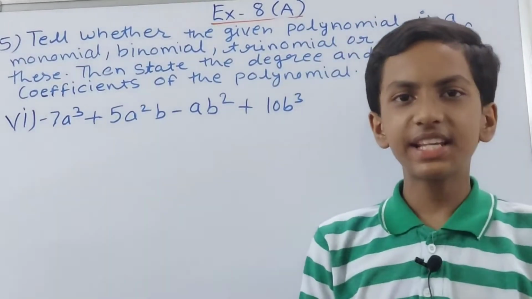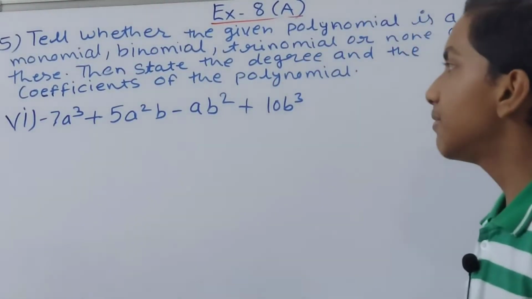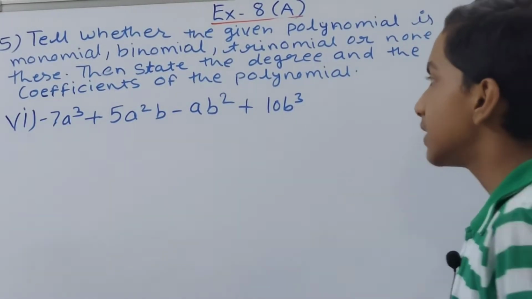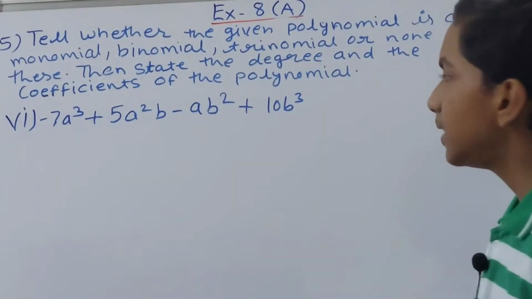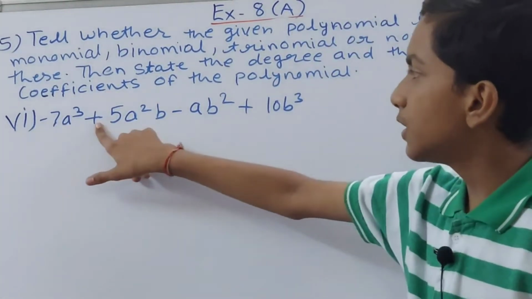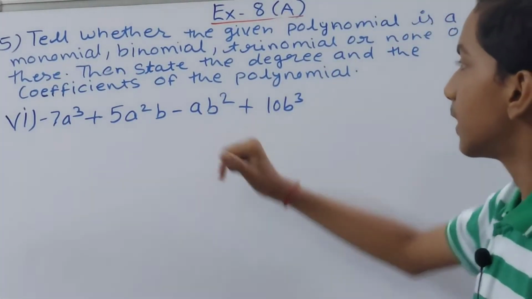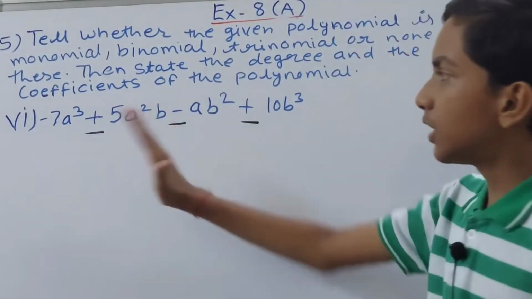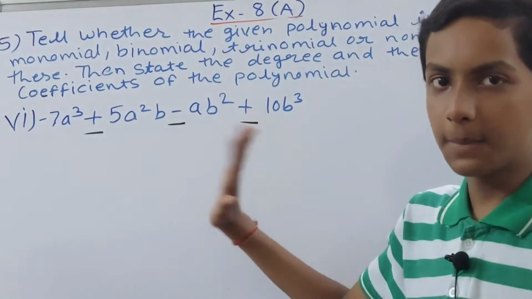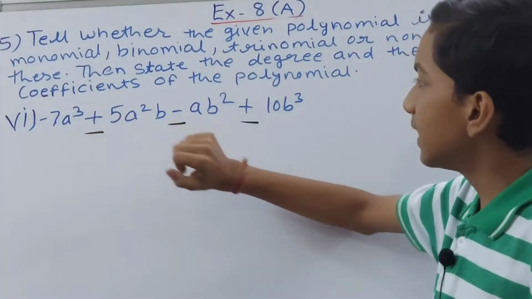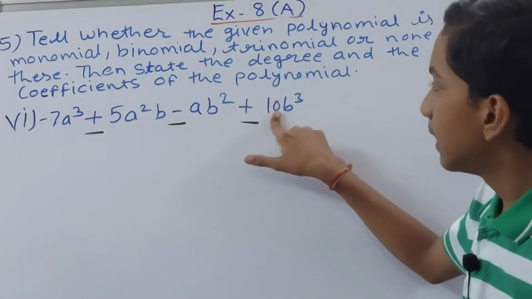Now on to the next part. This is minus 7a square b cube plus 5a square b minus ab square plus 10b cube. Now in this also we count the number of terms. So this plus sign, this minus and this plus sign, you can circle them or underline them. Alright, so terms before and after these count, but count them carefully. So 1, the first term, the second term, the third term and fourth term.